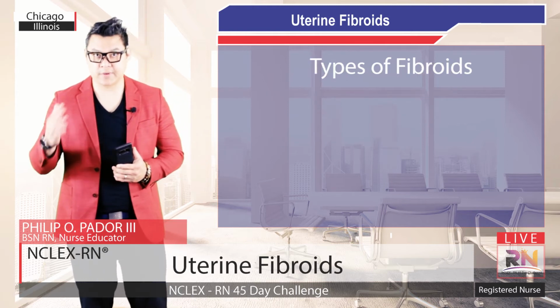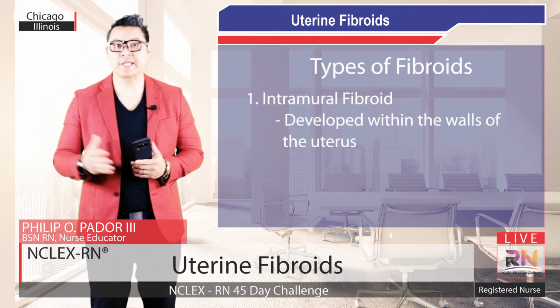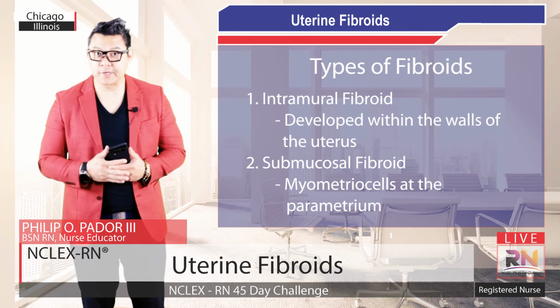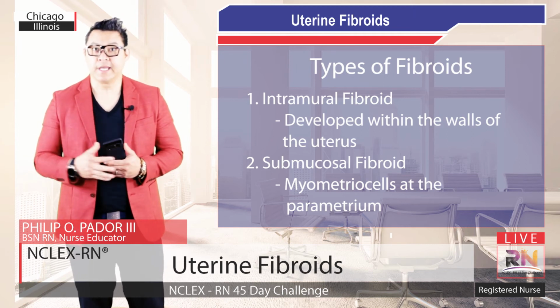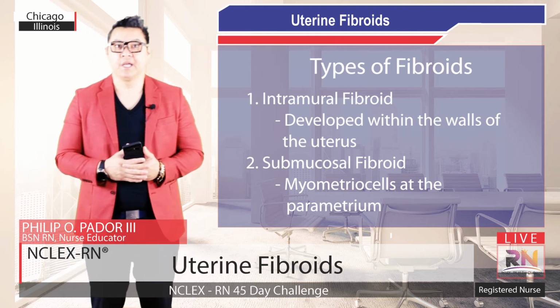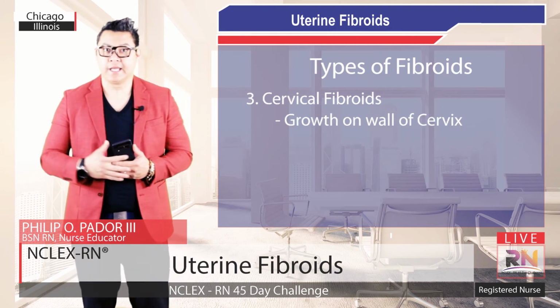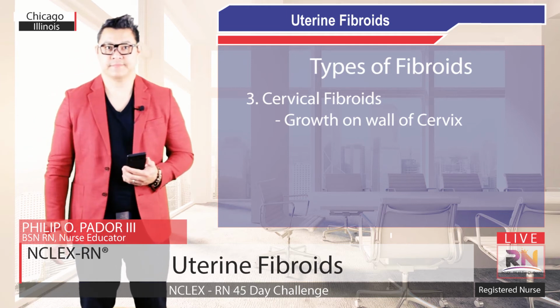Fibroids can be described based on where they are located in the uterus, and the most common type are the intramural fibroids. Submucosal fibroids come from the myometrial cells just below the endometrium, and they keep growing into the cavity of the uterus and change its shape. Subserosal fibroids grow toward the outside of the uterus, and when they hang from a stalk, they're called pedunculated fibroids. Lastly, cervical fibroids grow in the wall of the cervix.